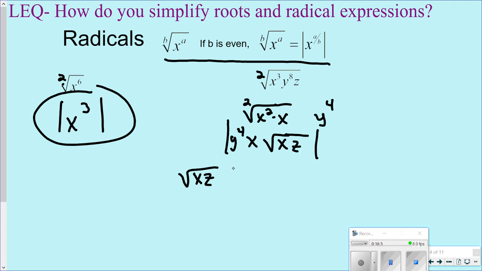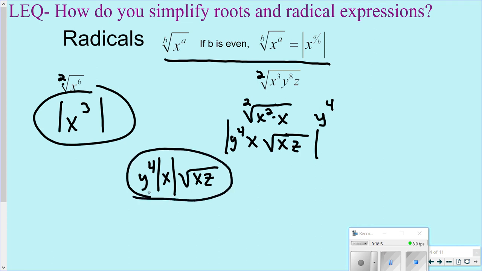So what I'm going to do is take that y to the 4th out of the absolute value. I'm just going to stick it here in the front, and I'm going to only keep that x inside of the absolute value. So let me do that, and then again, I'll explain why we did that. I have a y to the 4th not inside the absolute value. I have an absolute value of x, and then I have my square root of xz. Again, that doesn't need to be inside. That is my final answer.